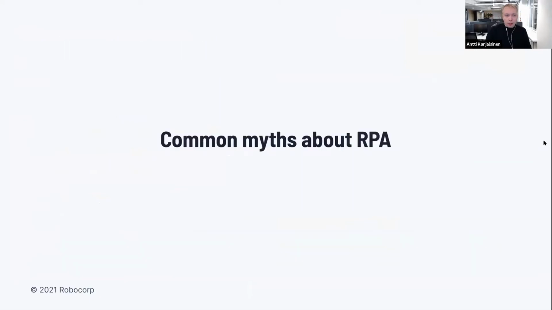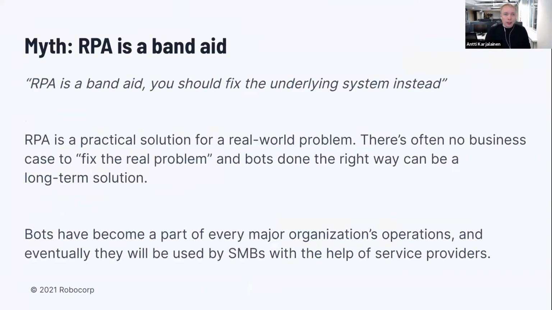So let's see. What are then the common myths in RPA? When you hear somebody talking about RPA, you typically bump into these kinds of claims. So the first claim might be that RPA is a band-aid. People say that, and I had this reaction when I first went into RPA: why can't you fix the underlying system instead of automating it? Like, okay, why don't you fix SAP instead of building a bot on top of it?